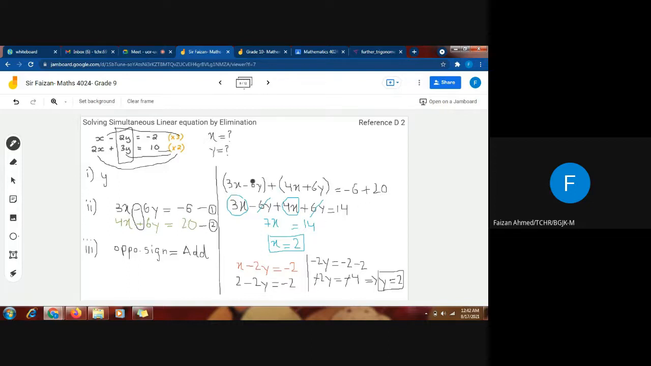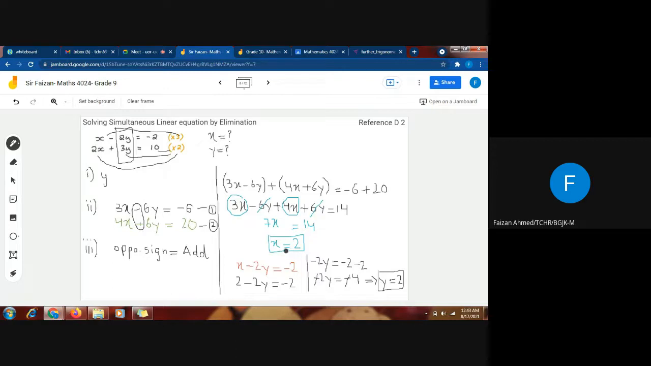3x will be as it is, minus 6y will be as it is, plus 4x and plus 6y equals minus 6 plus 20, which will give me positive 14. Minus plus minus, the sign belongs to the greater. This is positive 3x and this is positive 4x. So 3x plus 4x will give me 7x equals 14. And since I have to find the value of x, I will shift this 7 to the other side, inverse operation. 7 is being multiplied on this side, it will get divided. The value of x is coming out to be 2.